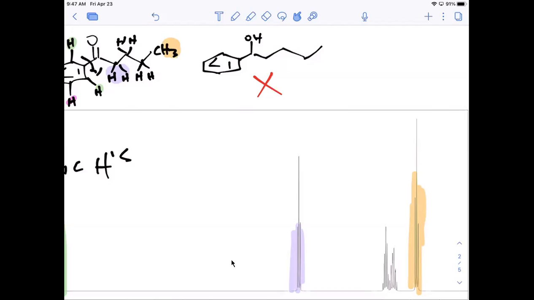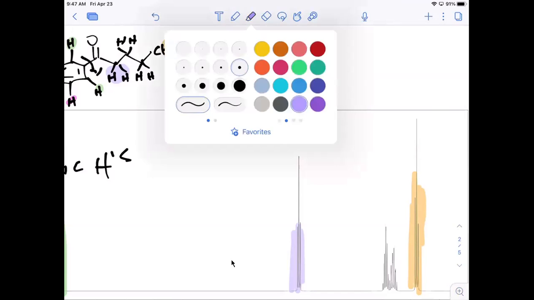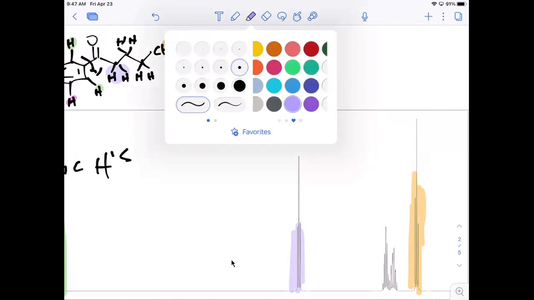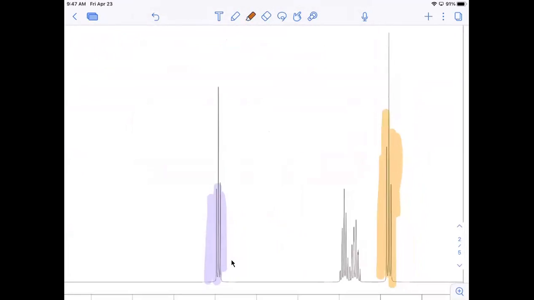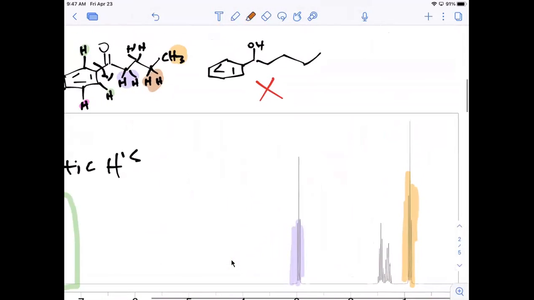We can do the ones close to the CH3. Let's do that. So right here, what should that signal look like? Should it be a doublet, triplet? Sextet. Should be a sextet.